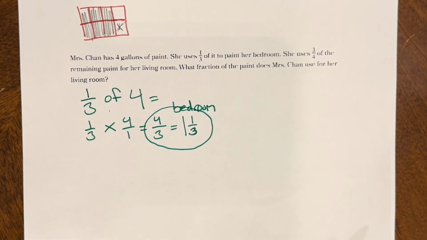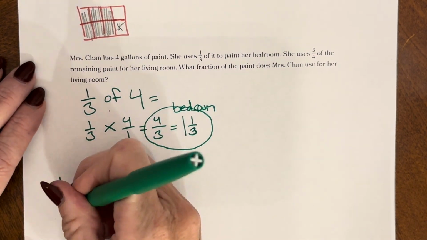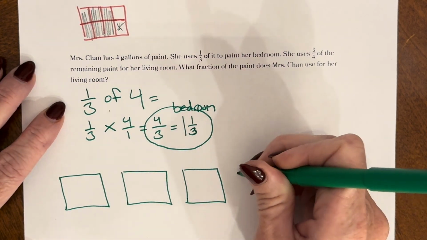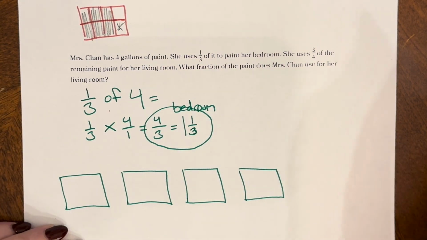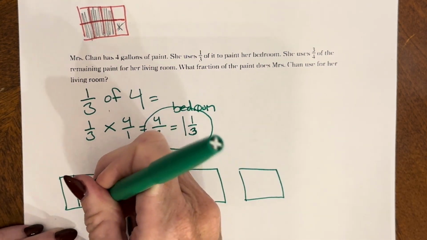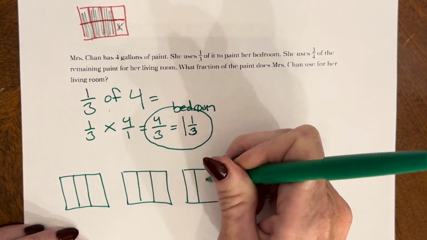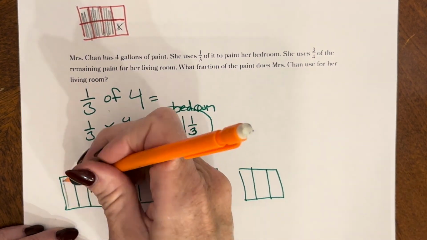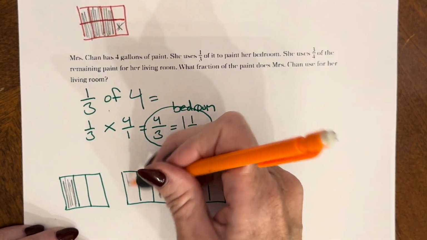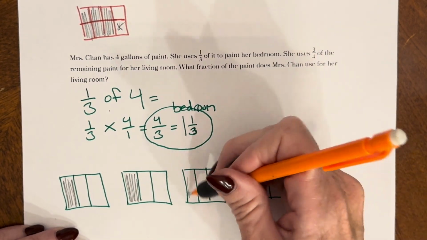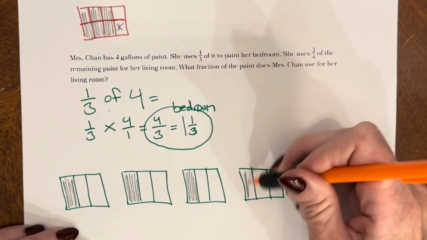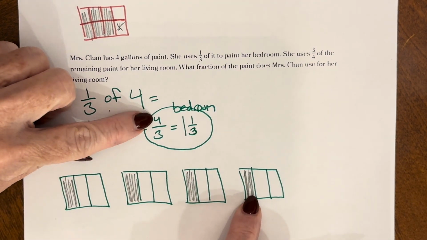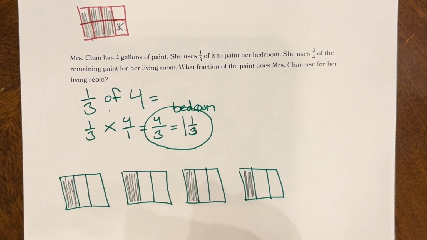Okay, and we could have drawn this as a picture too. So let's actually draw this. She has 4 gallons of paint. And she's going to use 1/3 of each one for her bedroom. So what did she use? She used this for her bedroom, this for her bedroom, this for her bedroom, and that for her bedroom. So she used 1, 2, 3, 4, and they're each 1/3 big for her bedroom.